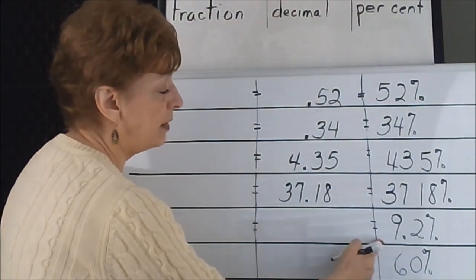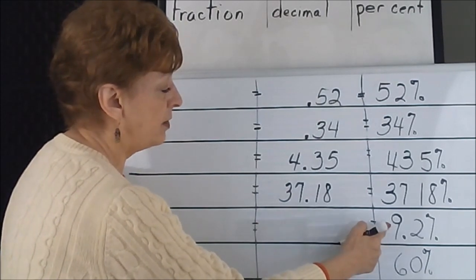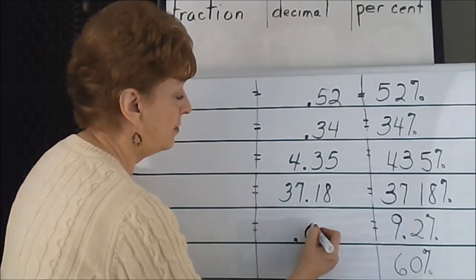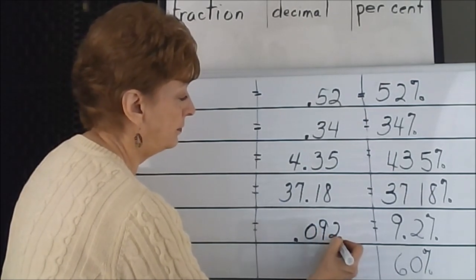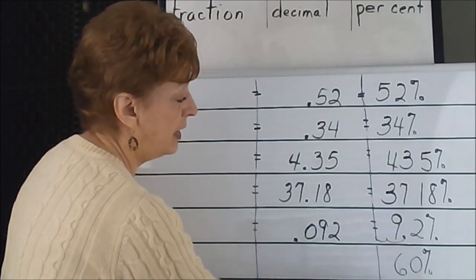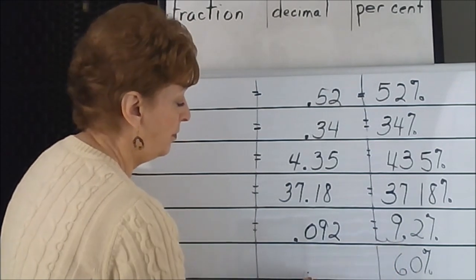In this case, coming 2 places over, we're going to need a 0 here, so this would be 0.092, because it goes 1, 2 over. And our 60 would just be 0.60.